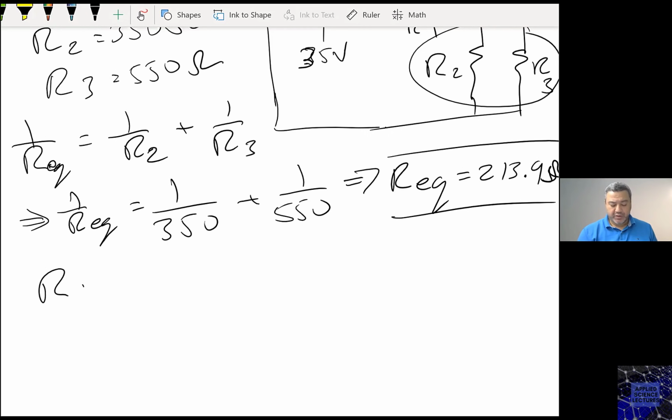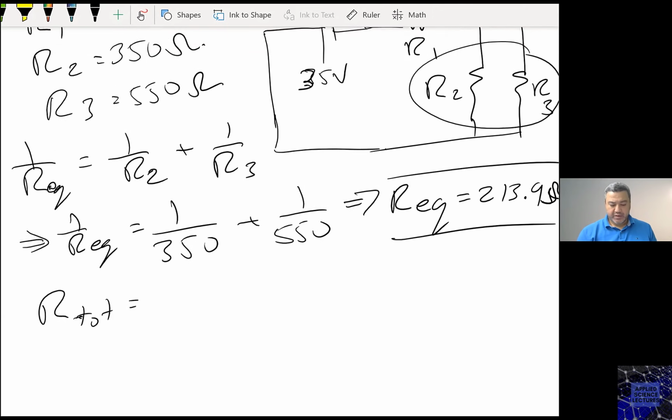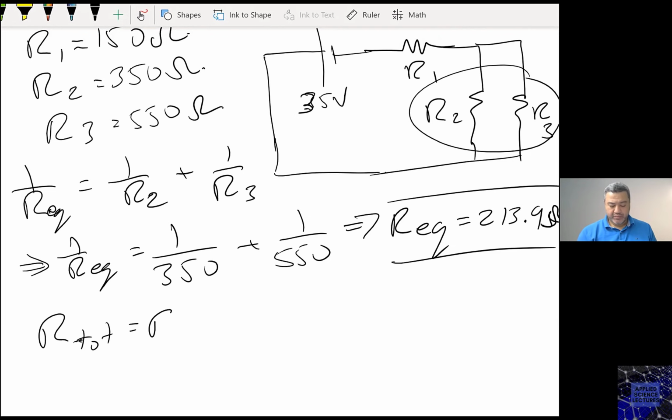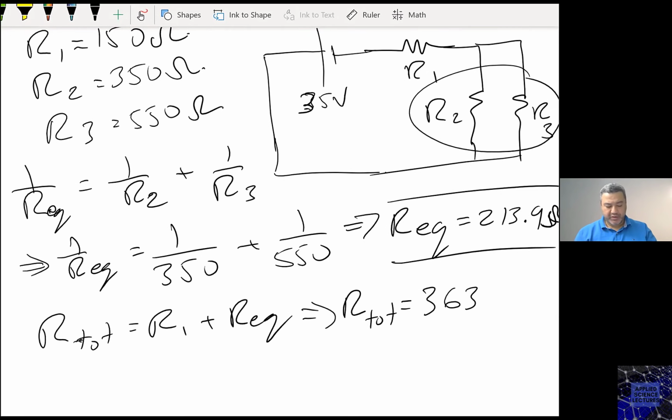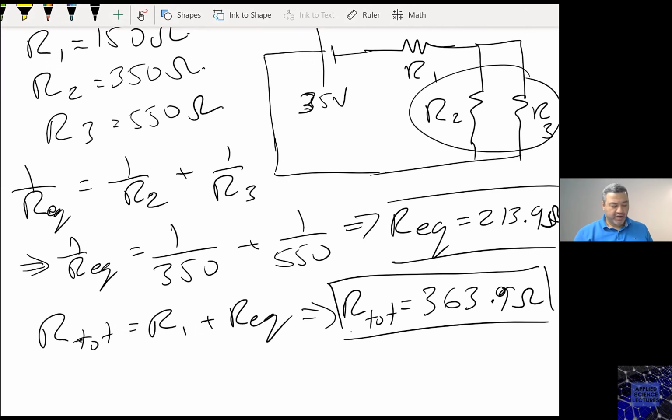Then our total is R1 plus R equivalent. Those are in series. Then our total is 150 plus 213.9, which is 363.9 ohms. This is the R total.